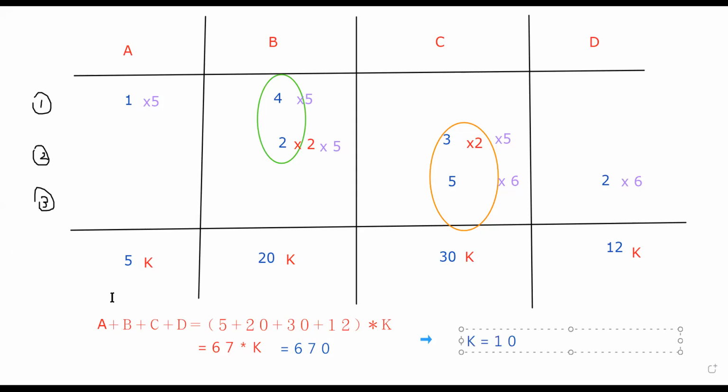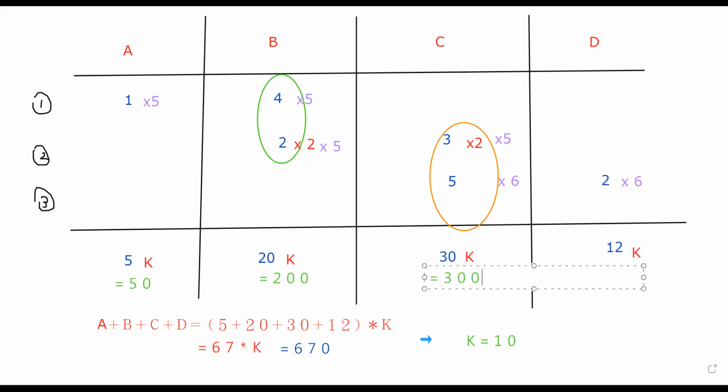Since we know that K is equal to 10, we can directly calculate all the corresponding numbers. Since A is equal to 5K, A is equal to 5 times 10, which is equal to 50. So B is equal to 20 times 10, which is 200. C is equal to 30 times 10, which is 300. And D is equal to 12 times 10, which is 120. So now we get all our answers.